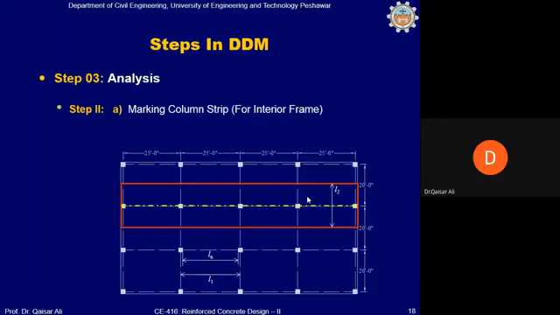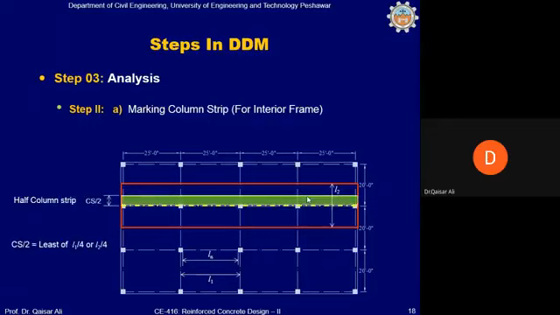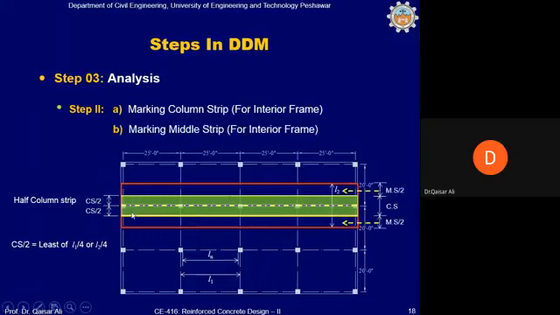marking of column strip and middle strip. A column strip is a strip which is very close to the column central line. And the marking of column strip will be done in this manner. The column strip is defined as a strip having half of the column strip on one side and half of the column strip on the other side will be marked. And half of the column strip on one side of the column center line is defined as this.